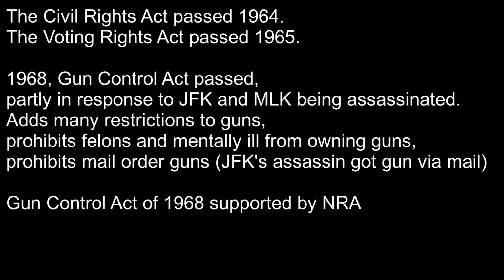In 1968, the Gun Control Act was passed, partly in response to JFK and Martin Luther King Jr. being assassinated. It adds many restrictions to gun laws, prohibiting felons and others from owning guns, prohibiting mail-order guns, which is how JFK's assassin got his rifle. The Gun Control Act of 1968 was supported by the National Rifle Association.